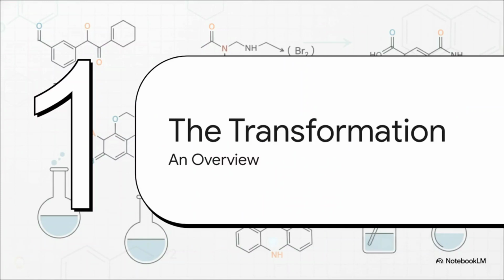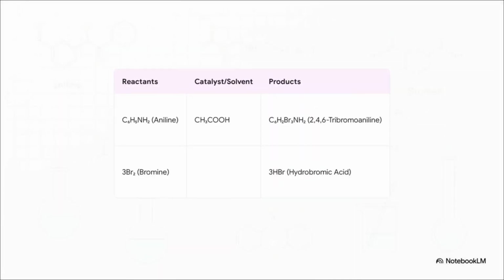To really get our heads around this, we first need to see the whole transformation laid out. What are we starting with and what are we trying to make? So here it is, the whole shebang on one slide. On the left, our starting lineup is aniline and bromine. And our goal? To get that molecule on the right, 2,4,6-tribromoaniline. Now look closely. We're not just adding one bromine atom, we're adding 3 of them. The question that should pop into your head right away is, how? And why does it happen so easily?